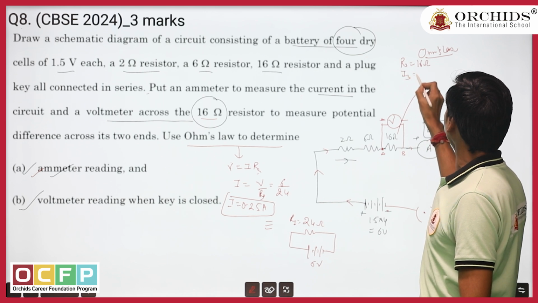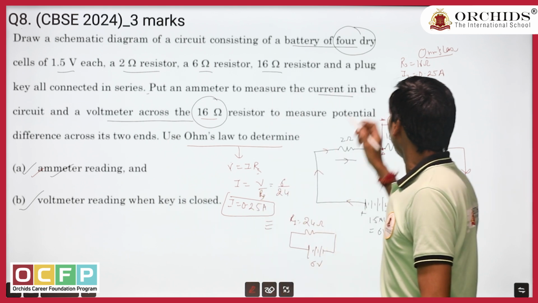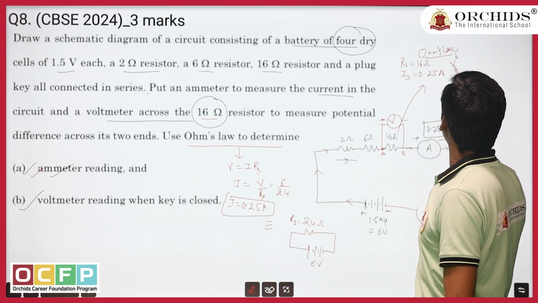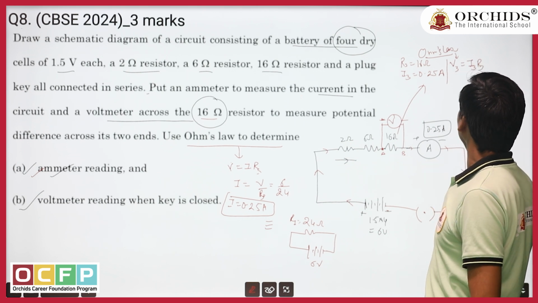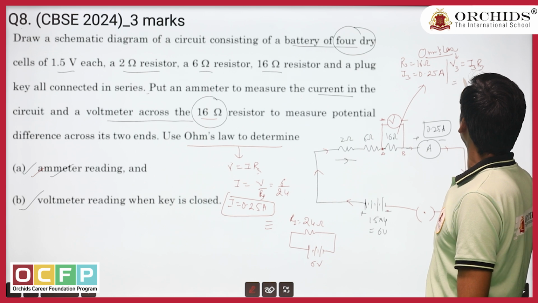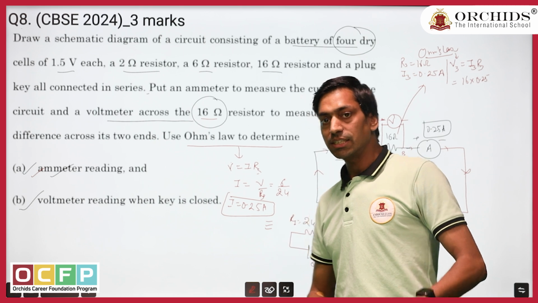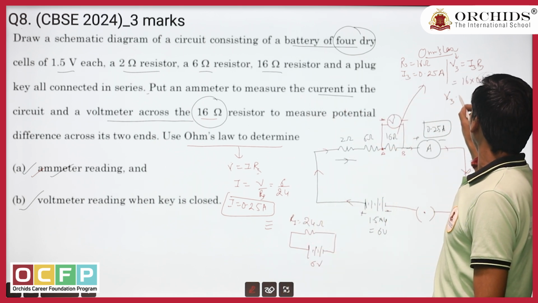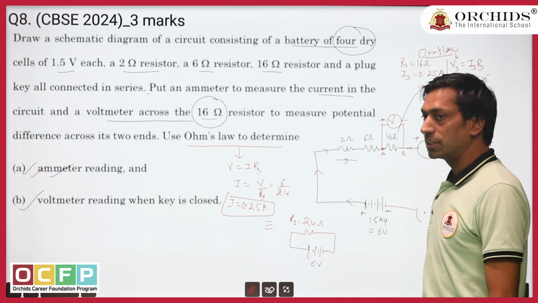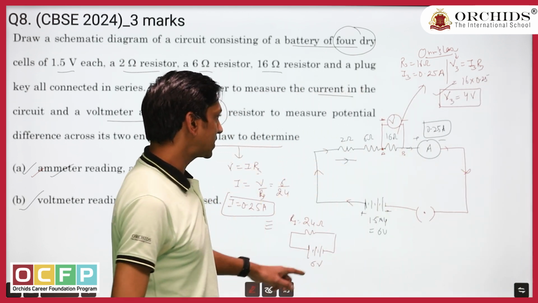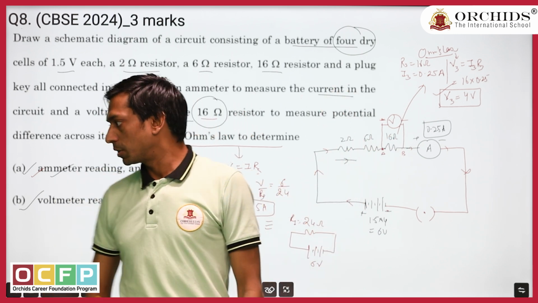The current flowing through the third resistor is the same as that drawn by the circuit, since the circuit is in series, and we know that according to Ohm's law, the voltage across the third resistor is equal to the current flowing through it times its resistance. That is 16 into 0.25. 0.25 means 1 by 4, and 16 by 4 gives 4 volt. So 4 volt is the voltage across V3. Out of 6 volt, 4 volt is consumed at V3. So with this our problem is done.